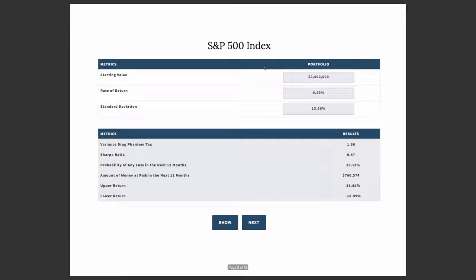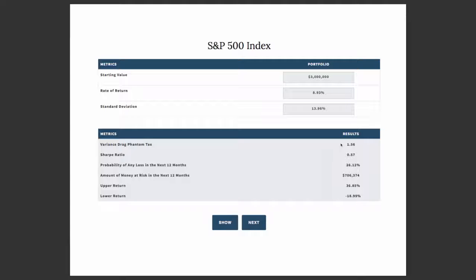So in the investment challenge, and you do this online, I keep the title of the index or the portfolio private until we click the button show. But on this PowerPoint presentation, I'm just going to show you that over a 12-month period, and this goes back 12 years, the historical return of the S&P 500 is almost 9 with a standard deviation of 14. Well, all you have to do is look at your VDPT and see that that portfolio is broken.